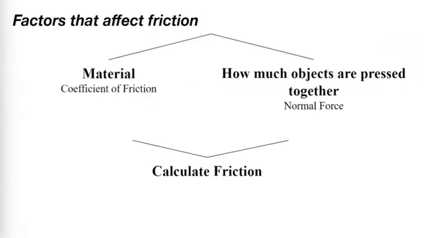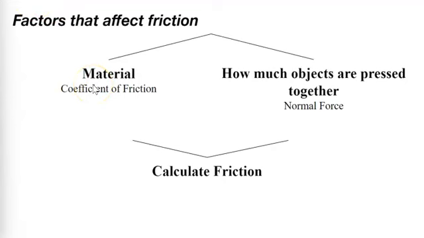So what are the types of things that impact how strong a frictional force is? There are two main things that can affect friction. The first would be the materials that are interacting with each other, and the second would be how much these objects are pressed together. Let's start with the material.